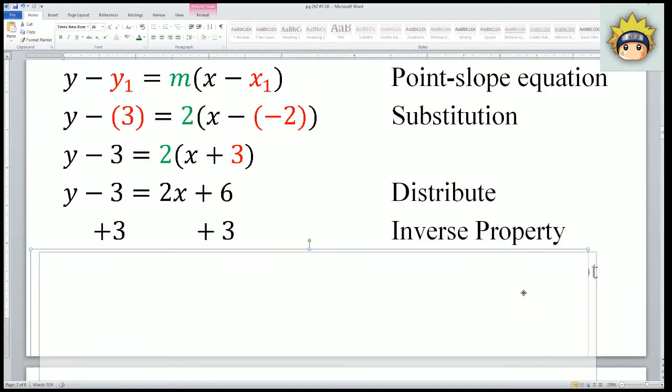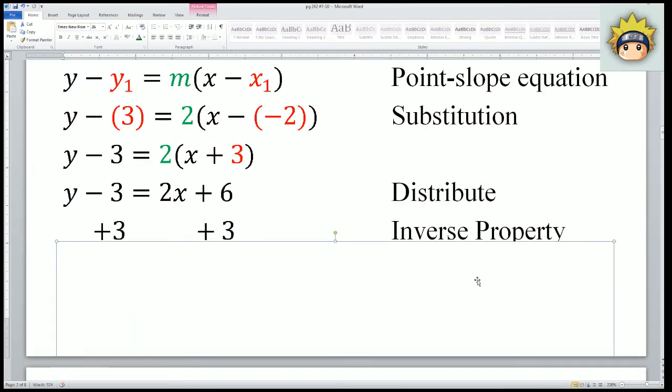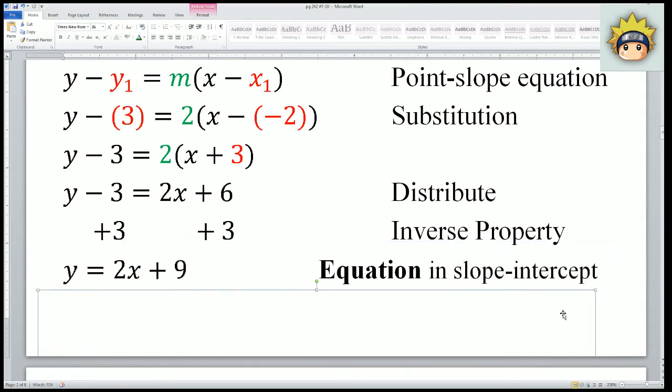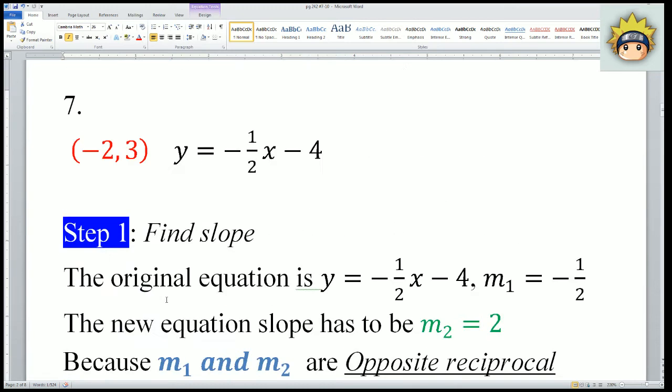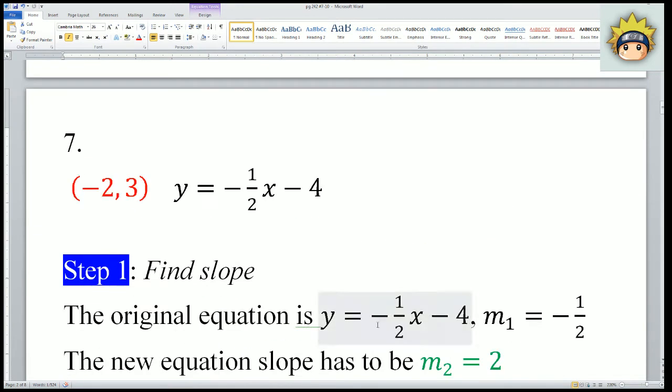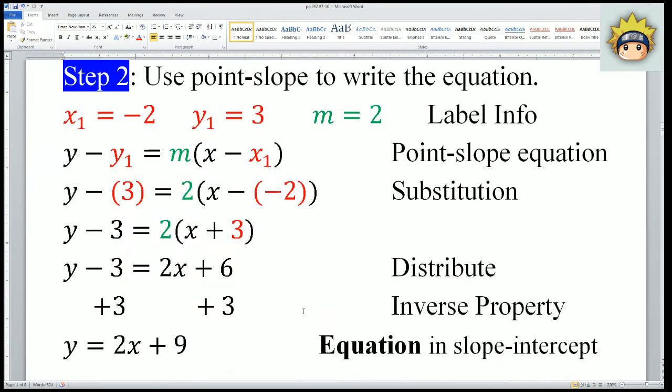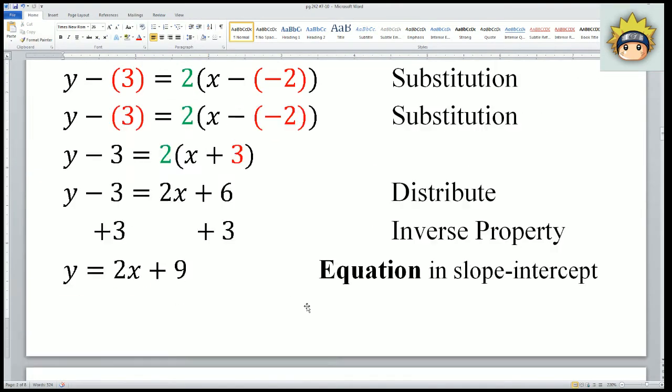Add 3 to both sides because I'm doing the inverse property to get y alone. Y is equal to 2x plus 9. 6 plus 3 equals 9. So that is my equation in slope-intercept form. Notice that this equation, do you see the slope here? 2x is the opposite reciprocal of this, y equals -1/2 x, because they are perpendicular.